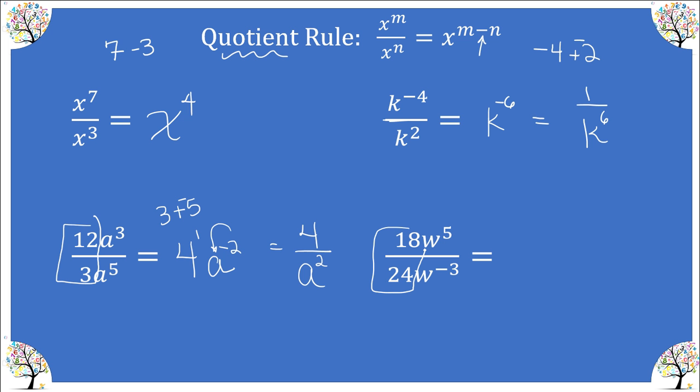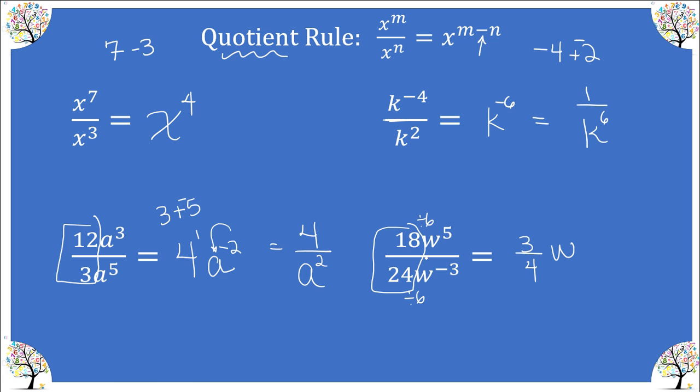On our last example, we have 18 over 24. So this is a fraction that we're going to simplify like you did in 5th and 6th grade. So we ask ourselves, what can divide into 18 and 24? What's the largest number? And I see that 6 can divide into each of these. So 6 into 18 is 3, and 6 divided into 24 is 4. So I just write 3/4, and then I just write my W.